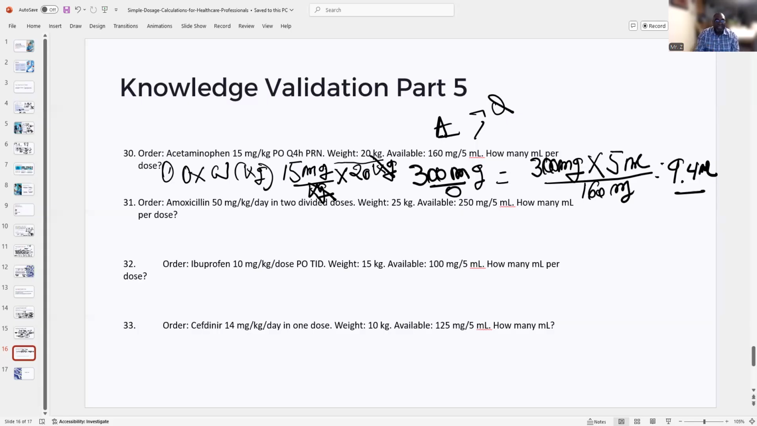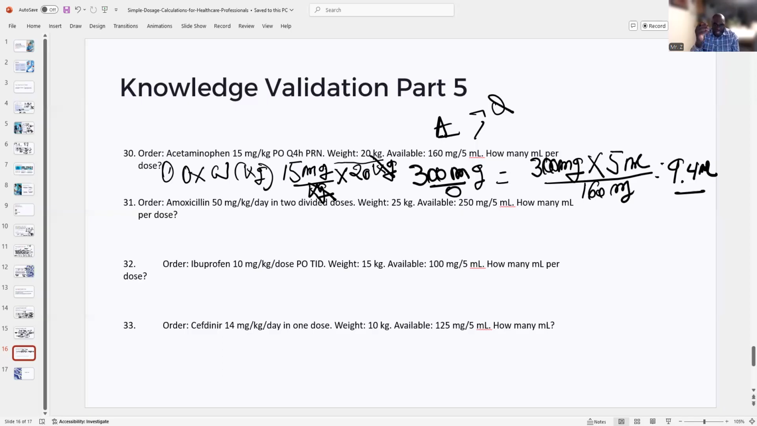So in this case, when the person weighs 1 kilogram, we give 15 milligrams. But this person right here weighs 20 kilograms. The person that weighs 1 kilogram will get 15. The person that weighs 2 kilograms will get 30. If you weigh 3 kilograms, we'll give 45. If you weigh 4, we'll give 60. Same concept, my dear friend.